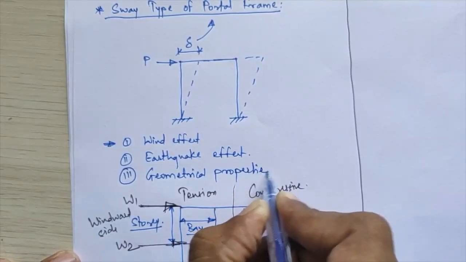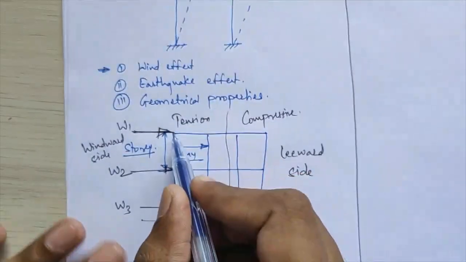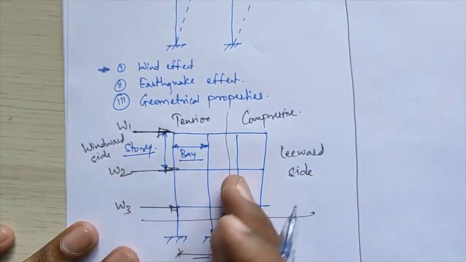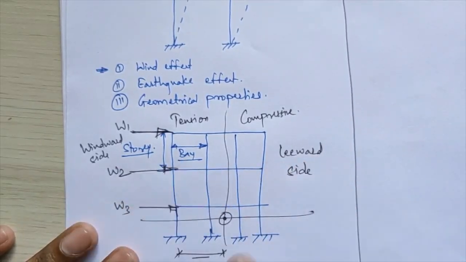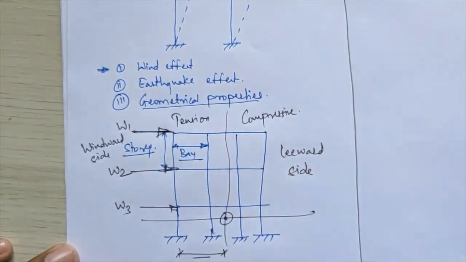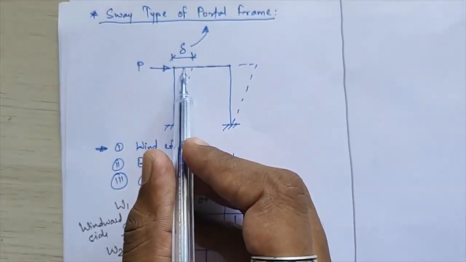If the load on the windward side is different and the load on the leeward side is different, then your loading and geometrical properties get changed, and that leads to the sway displacement delta.